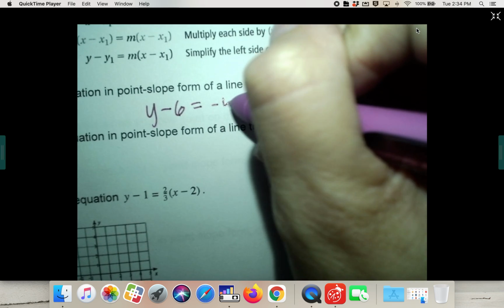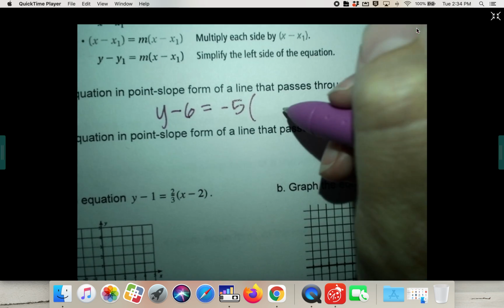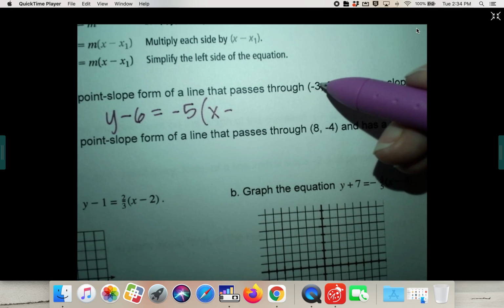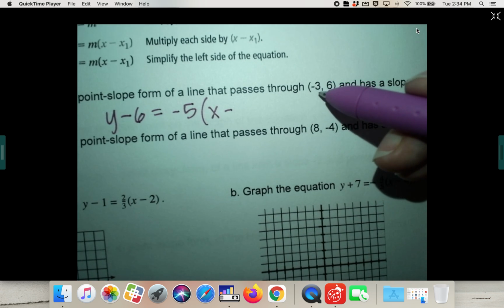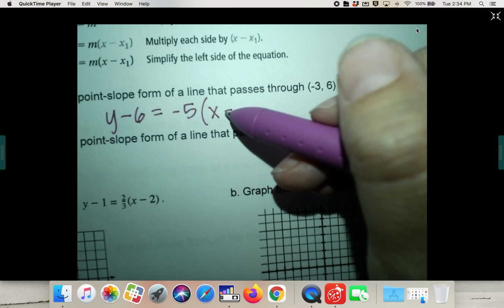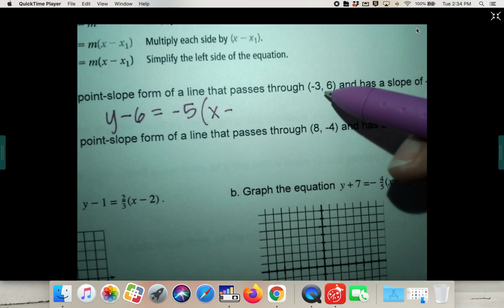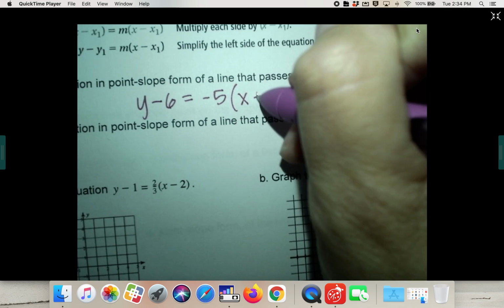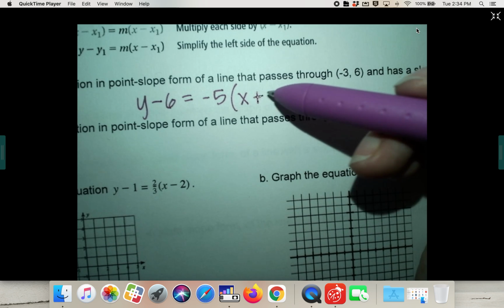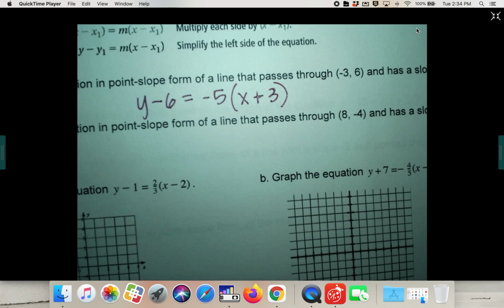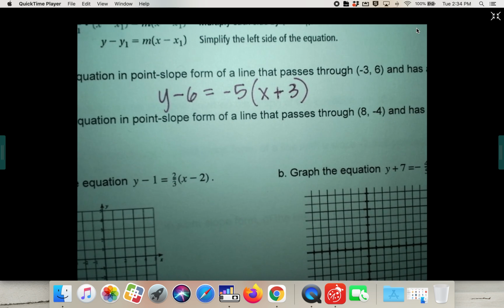Oops, I knocked that over. Times the quantity, x minus my x-coordinate. Okay, here's something tricky. My x-coordinate is -3, so I could write -3 here, but that's going to be x minus negative. There's going to be two negatives in a row. So anytime one of these is negative, since we're subtracting, we're just going to add, because that would be the same thing as minus minus, two negatives in a row, 3. Okay, done. No math. Nothing more to do now.